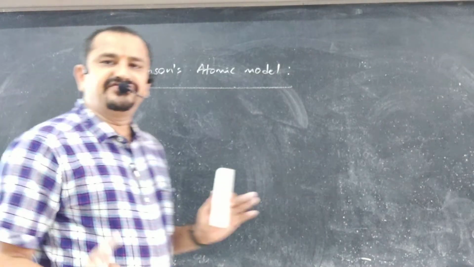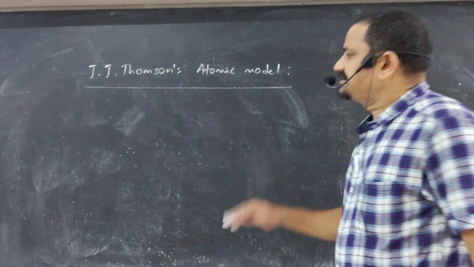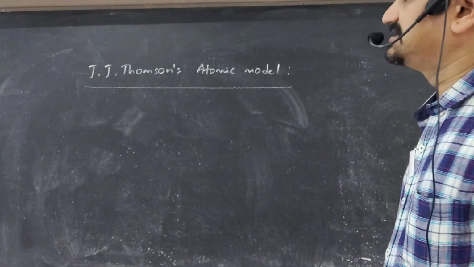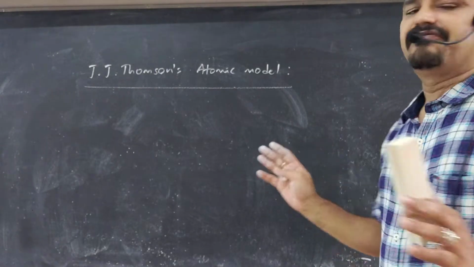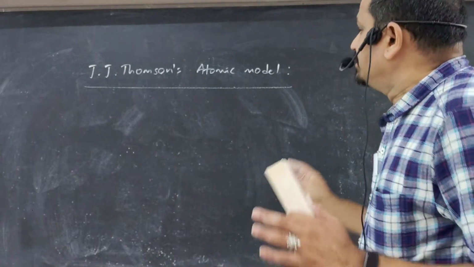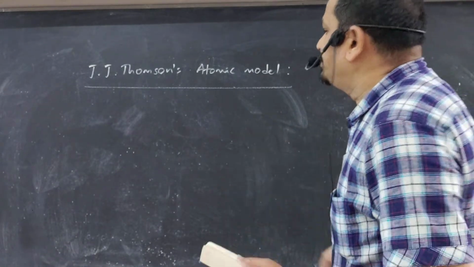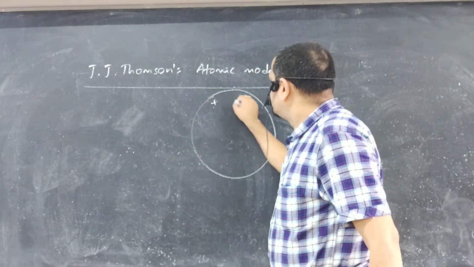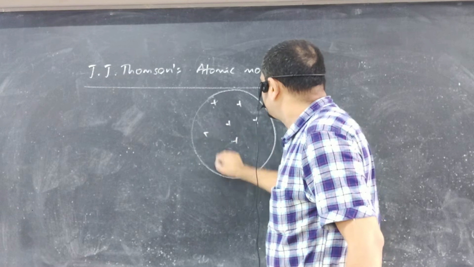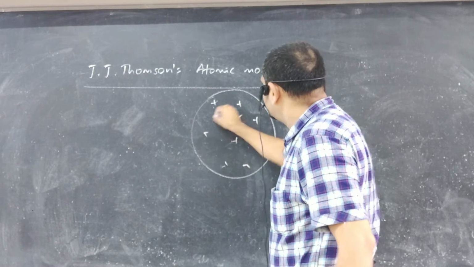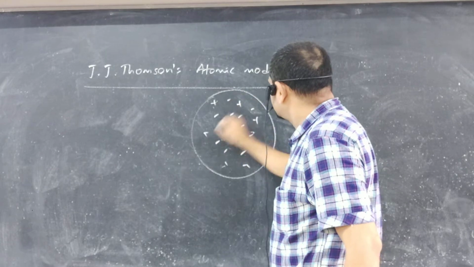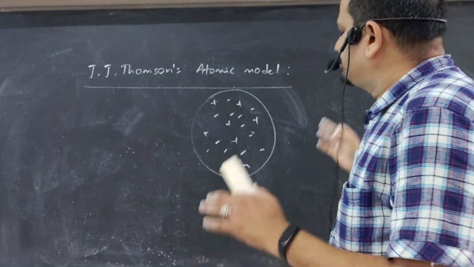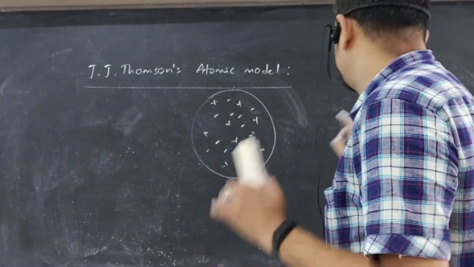With the knowledge of these subatomic particles, at that time J.J. Thomson had given a new atomic model called Thomson's atomic model. Putting together all the facts known at that time, Thomson assumed that the atom is a sphere of positively charged protons, in which electrons are embedded, just like seeds in a watermelon. That's why this model was also named at that time the plum pudding model.